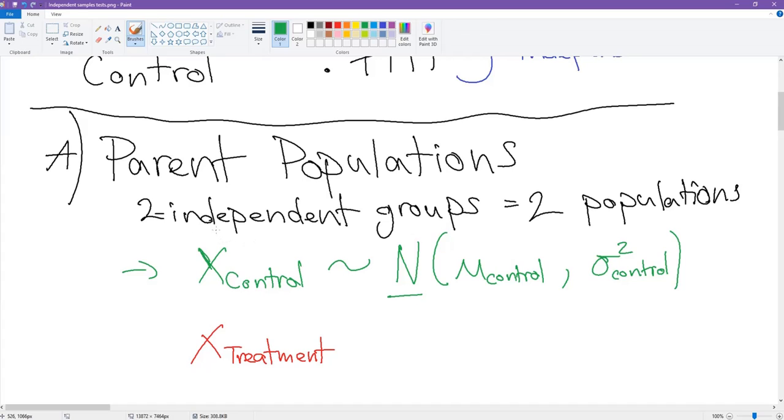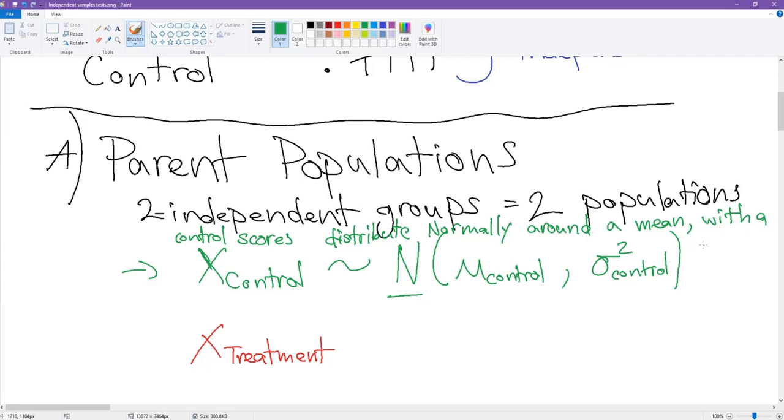Well, I said that my control scores distribute normally around a mean with a variance. Cool, so what do I have to do for my treatment group? Well, I have to do the same thing.